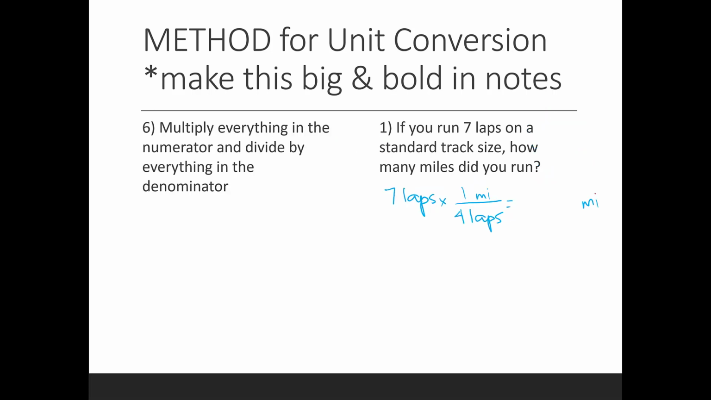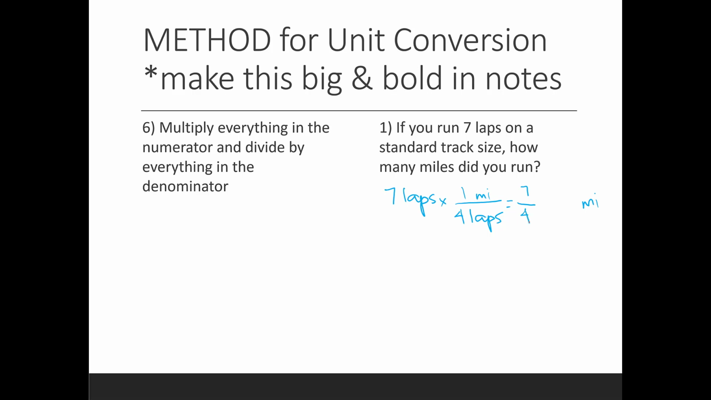So I've just copied everything from the last slide over to this slide. Now we're on step 6. Step 6 says to multiply everything in the numerator and then divide by everything in the denominator. So if I multiply across the top, the numerator, 7 times 1 is 7. Okay, so then I'll have 7 and divide that by everything that's in the denominator. So 7 divided by 4.